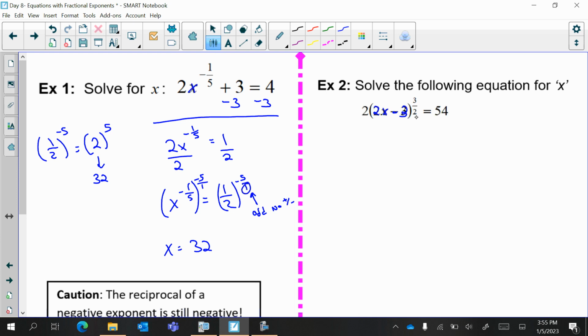You cannot distribute the 2 in. You can't do this. And the reason is because there is an exponent in those parentheses. So you can't just distribute 2 when you have exponents as well. Instead, we are going to divide. And 54 divided by 2, was that 26? No, 27.